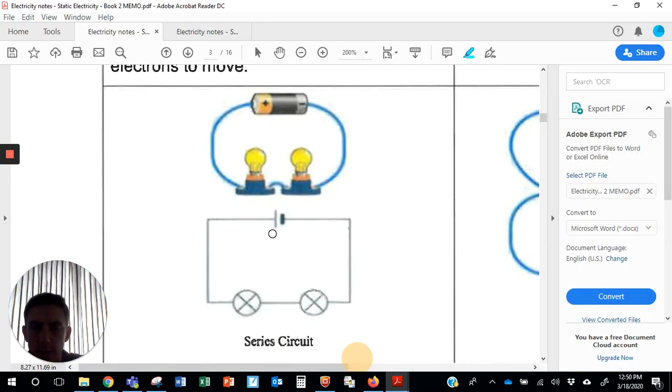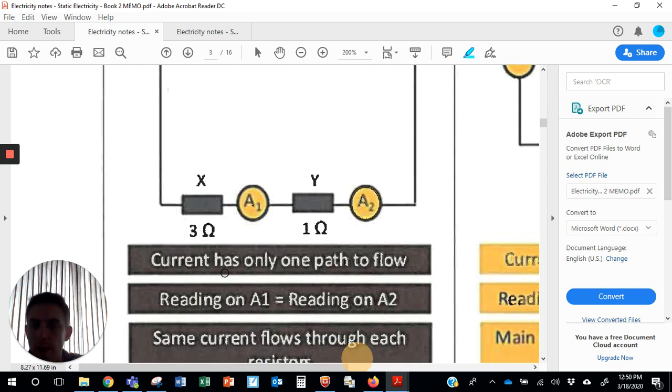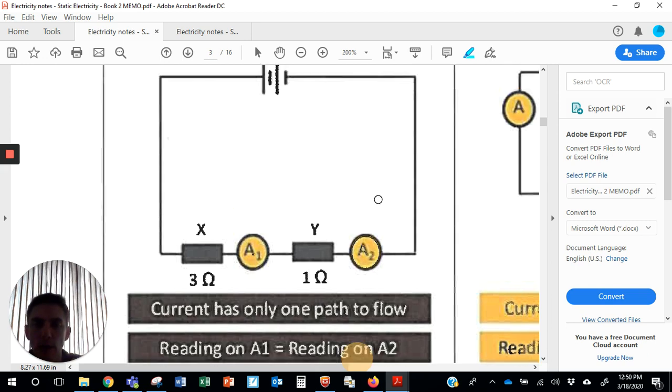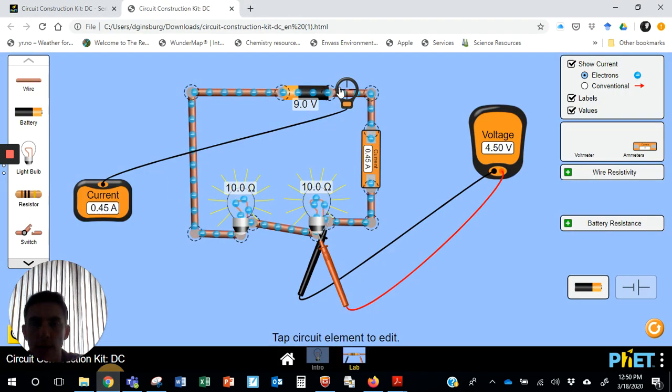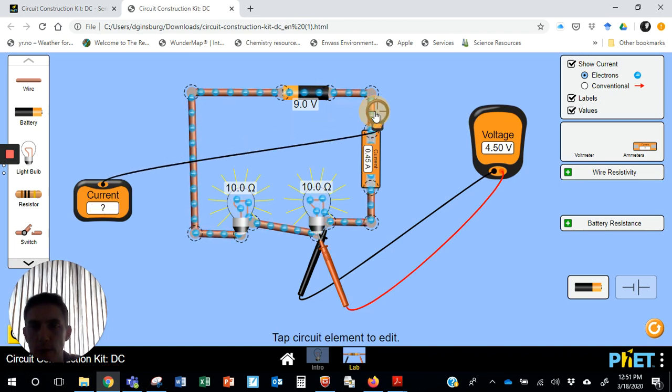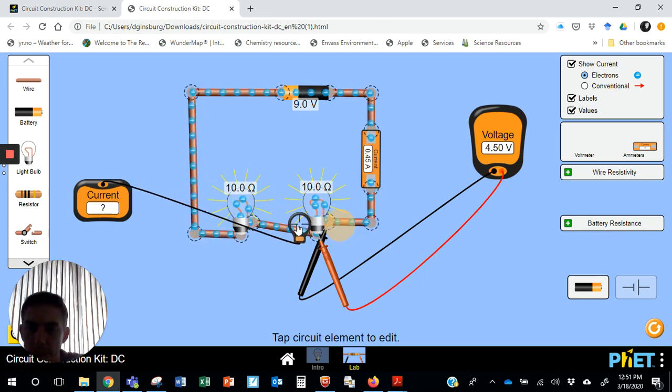So in your notes, current's only got one path to follow. The reading on ammeter 1, if I put an ammeter here where this one is, ammeter A1, would be equal to ammeter A2. If I put an ammeter over here at the top of the circuit, or over there, they would all read the same reading. So let's check. When the ammeter is in that position, 0.45 amps, 0.45 amps. Between the light bulbs at 0.45 amps, after this light bulb at 0.45 amps.